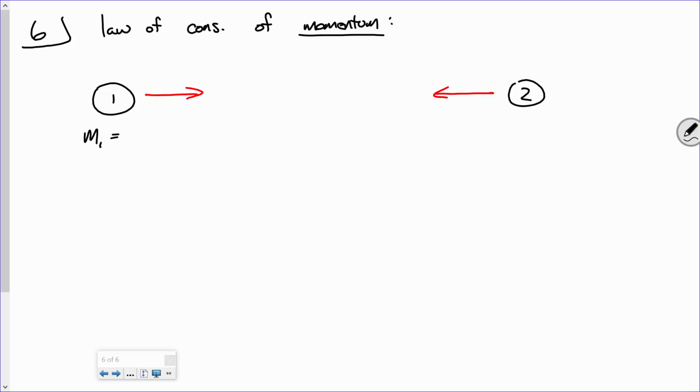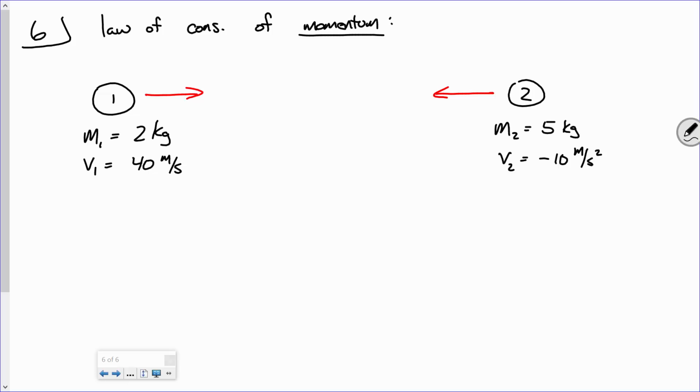Its mass is 2 kilograms, and its velocity is 40 meters per second. Now, for the second ball, its mass is 5 kilograms. Now, what's its velocity? There you go.